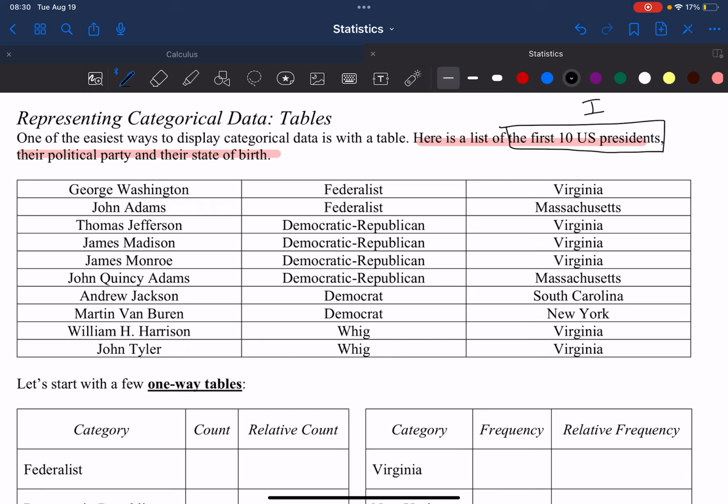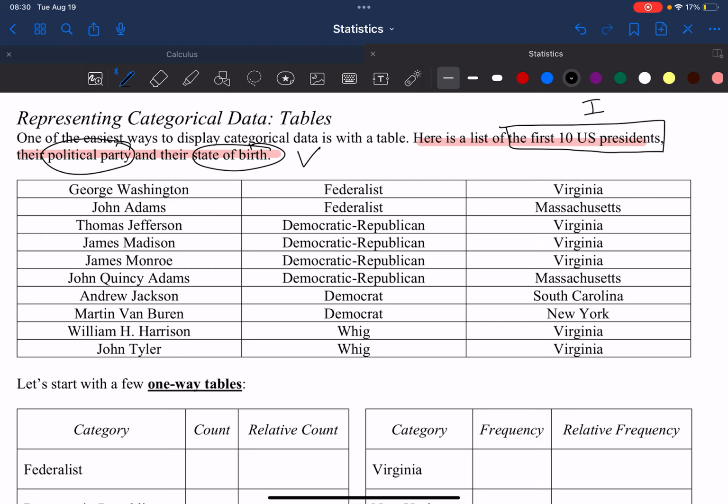because if someone just said presidents, well, that doesn't specify presidents from where. Okay, the U.S. is not the only country that has presidents. And so it's very important you say the first 10 U.S. presidents, very specific. And then the other parts, political party and state of birth, would be our variables.